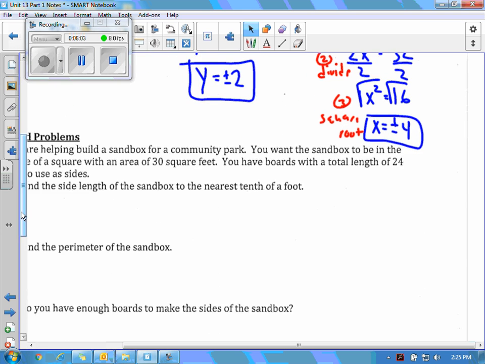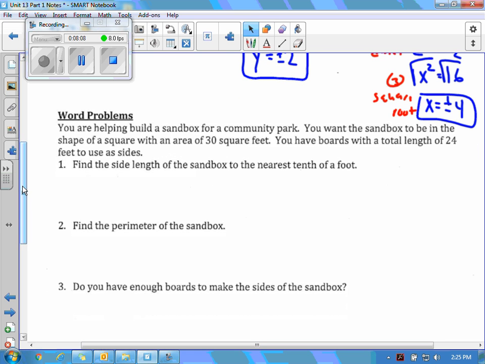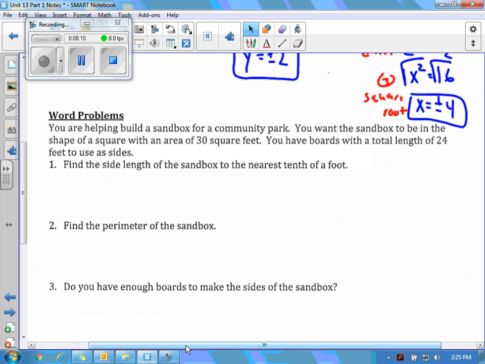Look at the next section. We've got a couple word prompts here. It says, you are helping build a sandbox for a community park. You want the sandbox to be in the shape of a square, so we're going to go ahead and underline that. We want it to be a square with an area of 30 square feet. You have boards with a total length of 24 feet to use as sides.